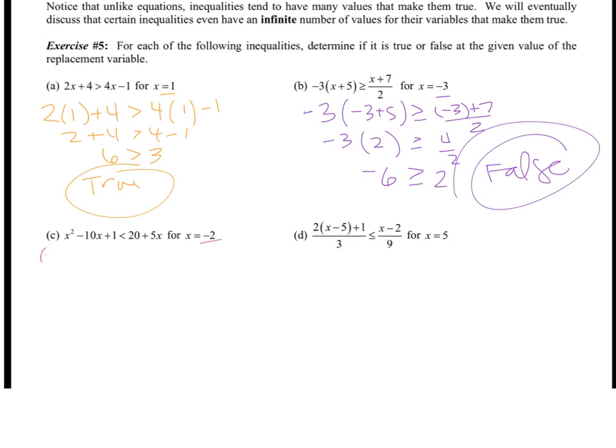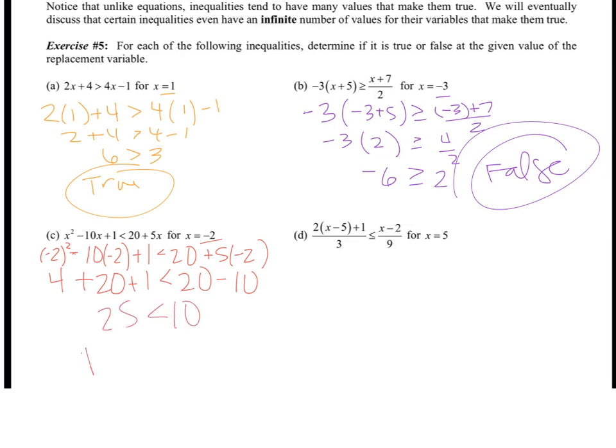Negative 2, so negative 2 squared minus 10 times negative 2 plus 1, is that less than 20 plus 5 times negative 2? So 4, because remember negative 2 is in that parenthesis, so it's negative 2 times negative 2, which makes it positive 4. And then I have a negative 10 and negative 2, which makes that positive 20 plus 1. Is that less than 20 minus 10? So 25, is that less than 10? Nope. That one is false.